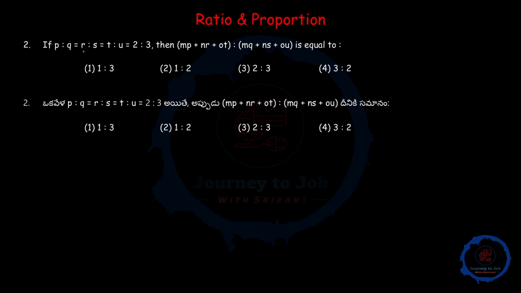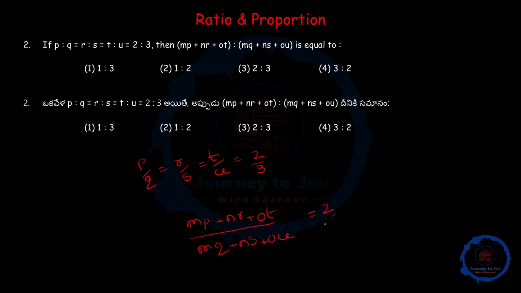Next, p is to q is equal to r is to s is equal to t is to u is equal to 2 is to 3. So simply p by q is equal to r by s is equal to t by u is equal to 2 by 3. Then asking mp plus nr plus ot by mq plus ns plus ou. Simply it is 2 by 3 only. But how to do this?